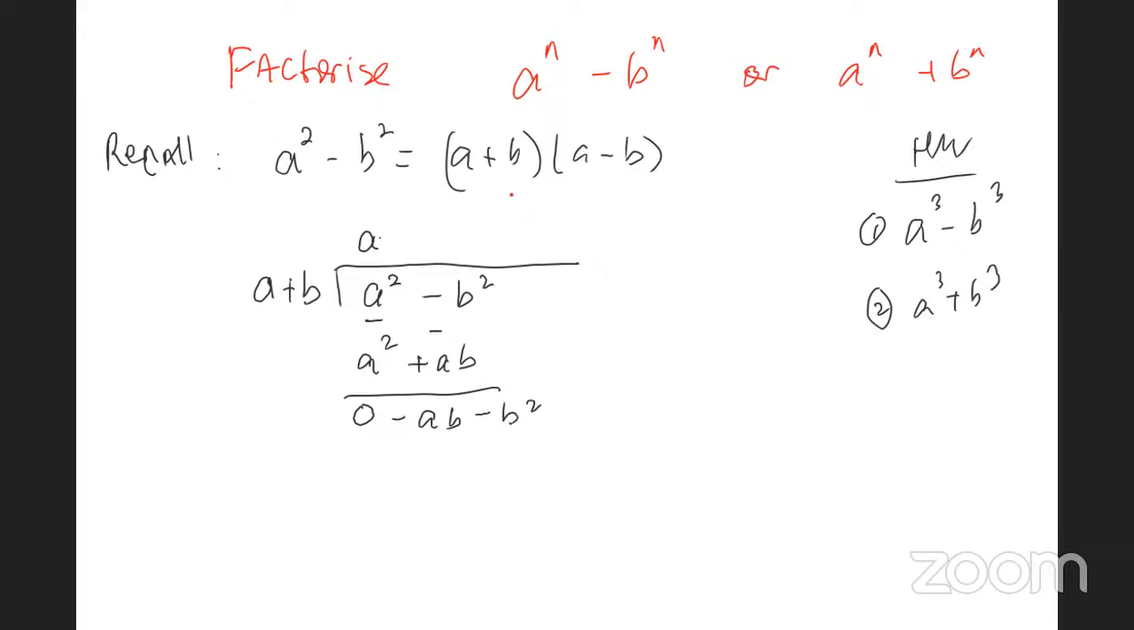Notice on top here, there is no ab term, right? There is no ab term. So 0 minus plus ab is equal to minus ab. That's how I got this here. And last step. You divide a into minus ab and you will get minus b. Minus b times a minus b times plus b is minus b squared. Just write the answer? No, you have to work it out.